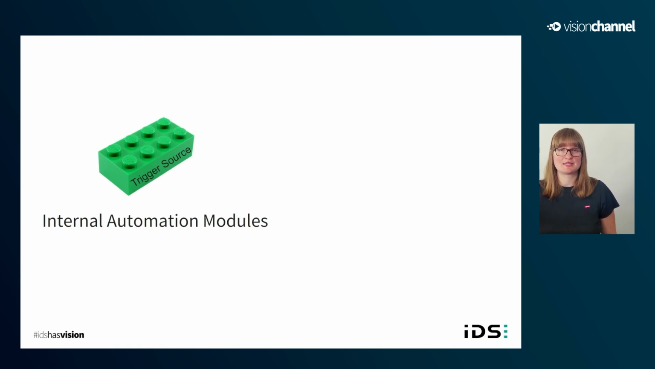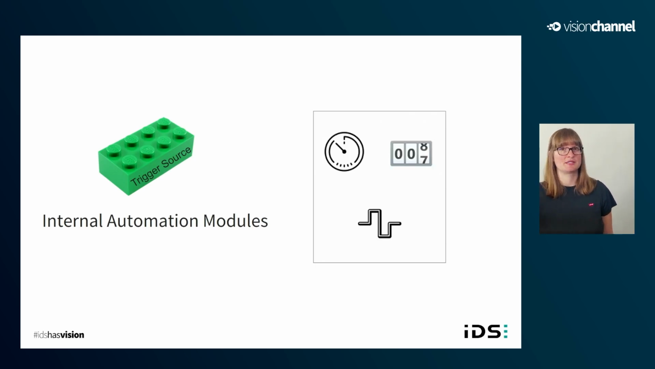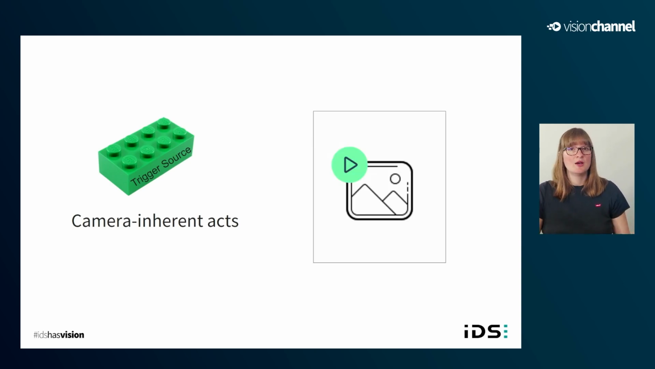The following Lego bricks might sound familiar to you, as we have already looked at them when discussing trigger targets. Counters, timers, and the pulse width modulation can not only be trigger targets, they can also be a source for a subsequent action, like the exposure of images. The same applies to camera inherent acts like start and end of acquisition time or exposure time. While we have seen these acts as trigger targets before, they can also be a source. For example, a counter can be increased when the exposure of an image starts. So that means the counter is the target here and exposure start is the source.